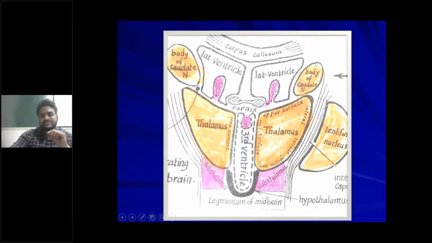This is the coronal section through the thalamus. We can see the four surfaces. Can you name the surface related to the lateral ventricle? Superior surface. Related to the third ventricle, medial surface. Related to the subthalamus, inferior surface. Related to the internal capsule, lateral surface. You got my point? How many surfaces? Four: superior, inferior, medial, lateral. The superior surface is related to the lateral ventricle. The medial surface is related to the third ventricle.